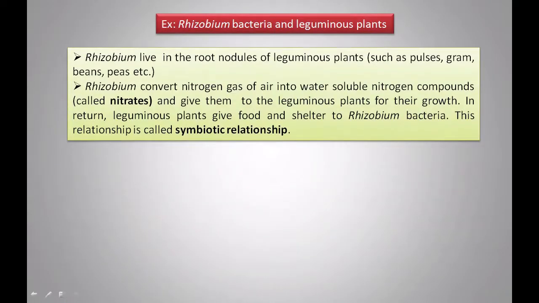Rhizobium is a bacterium which lives in the root nodules of legume plants like pulses, gram, beans, peas, etc. Rhizobium converts nitrogen of the air, which is in inert form, into water soluble nitrogen compounds like nitrates, and gives it to leguminous plants for their growth. In turn, the leguminous plant gives food and shelter to rhizobium bacteria. So this is a symbiotic relationship.